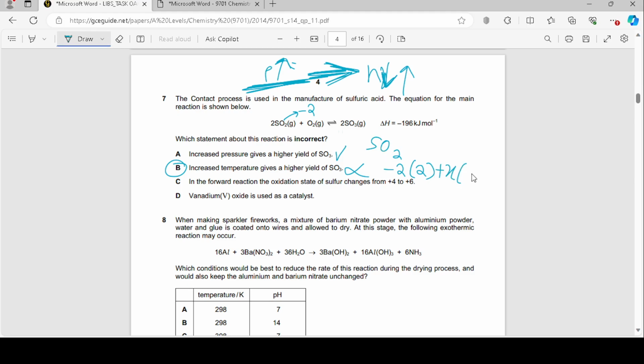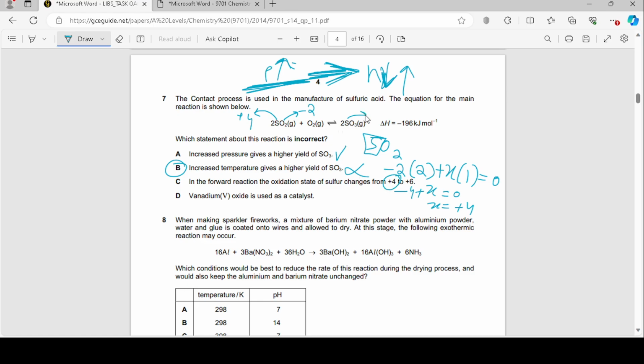And there's only one sulfur atom, so I can say x times 1. And this equals 0 because you have overall no charge in SO2. So then -4 plus x equals 0. And so x equals +4 implies that my sulfur oxidation state here is +4, right? So sulfur here is +4. So that part is correct here.